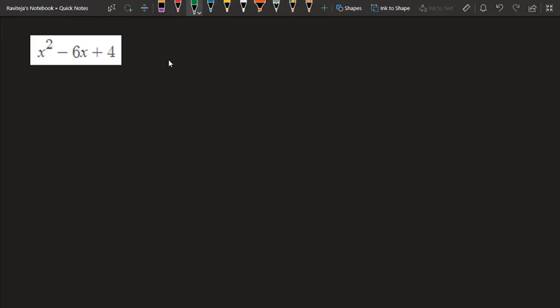Okay, let me explain this problem to you guys real quick. So once again, we know that it's completing the square, so let's set this equal to 0. So we get 0 equals x squared minus 6x plus 4. Okay, we want to subtract the c from both sides, so we subtract 4 on both sides, and then you get negative 4 equals x squared minus 6x.